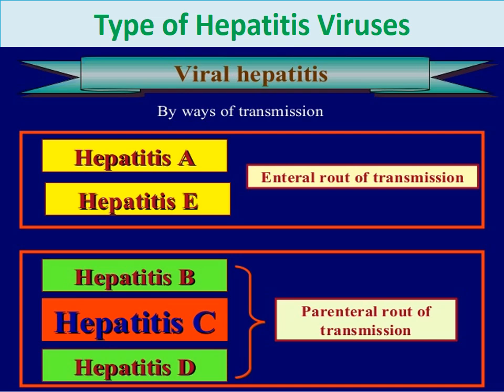Types of the hepatitis virus. There are many hepatitis viruses. Actually, many viruses are responsible for causing hepatitis infection. But these 5 viruses are called hepatitis viruses because their main site of infection is in the liver. Today we will do hepatitis B, C and D, because you have done hepatitis A and E in your previous lecture about acute hepatitis.